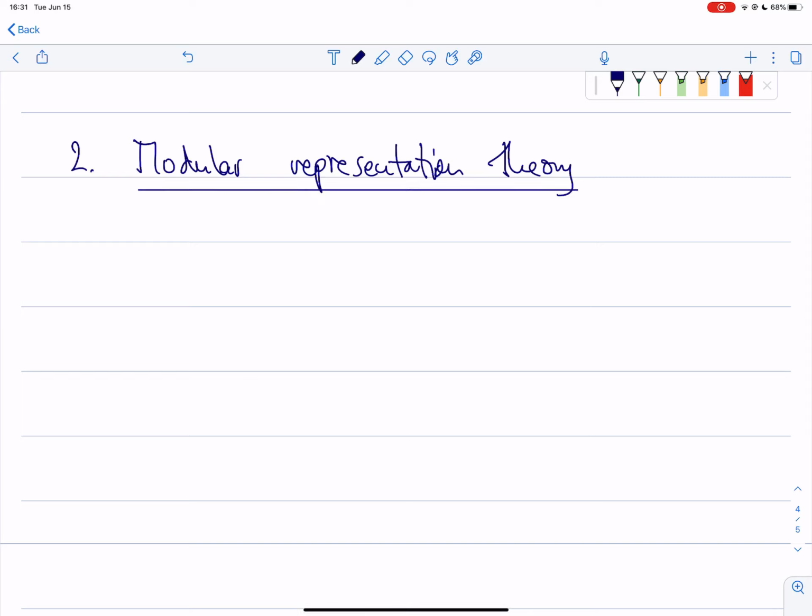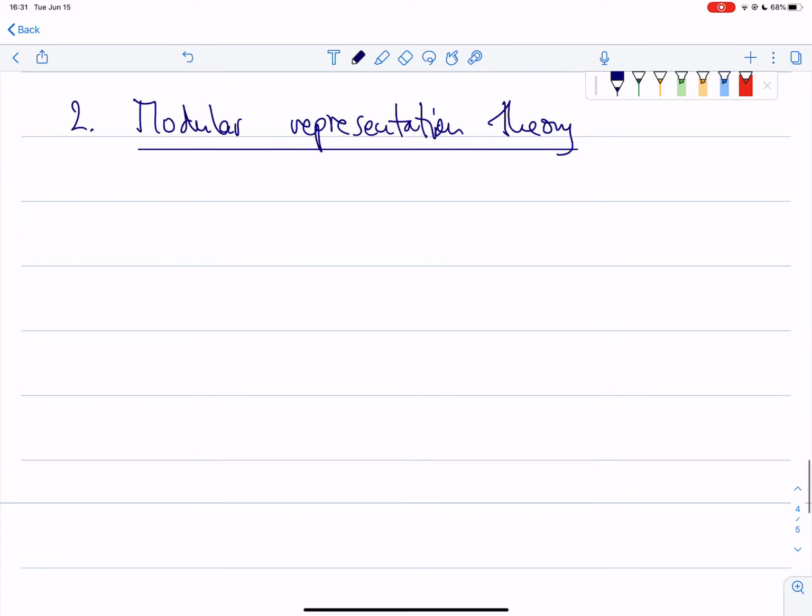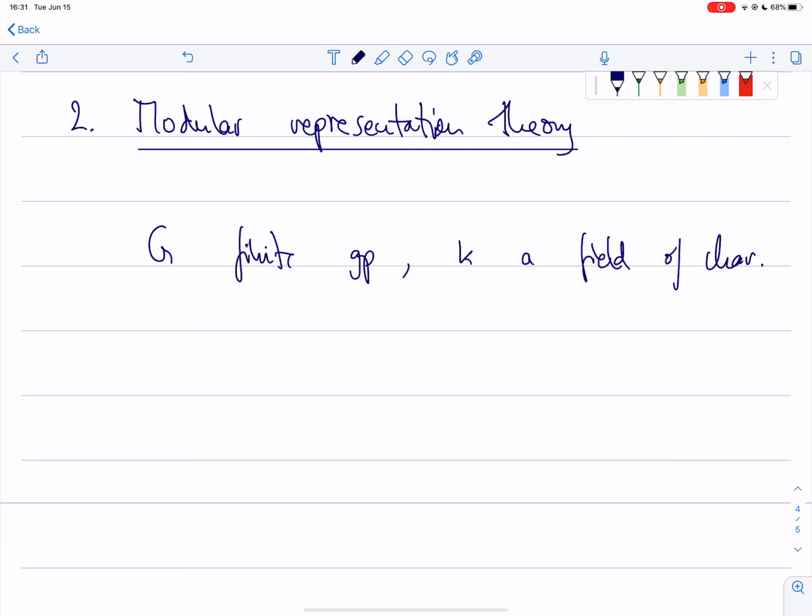Okay, what about modular representation theory? So what do we mean by that? Well, we are talking about G, a finite group, and you are looking at the representations in positive characteristic p, and preferably when p divides the order of the group. I mean, by preferably, I mean particularly interestingly when.